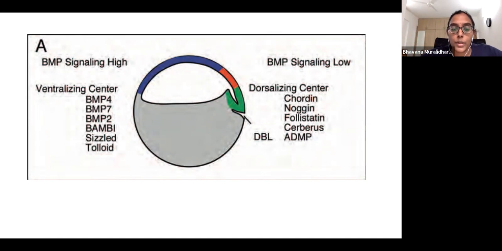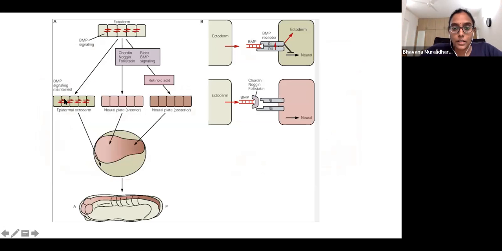which means that there is some signal which is present in this entire anterior-posterior end, which determines what is a dorsal and what is a ventral center. And the signaling in this case is the BMP signaling, which is very high ventrally and low dorsally. And how it is kept low dorsally is by inhibitors like chordin, noggin, follistatin, cerberus, and ADMP, which inhibit BMP signaling, and which I think perhaps is shown better here.